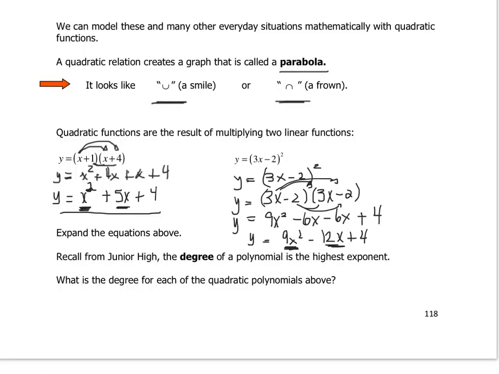In junior high, you talked a little bit about the degree of the polynomial, and that's the highest exponent in a polynomial expression. So the degree for each of these, if you look at them, the highest power for the variable would be 2.